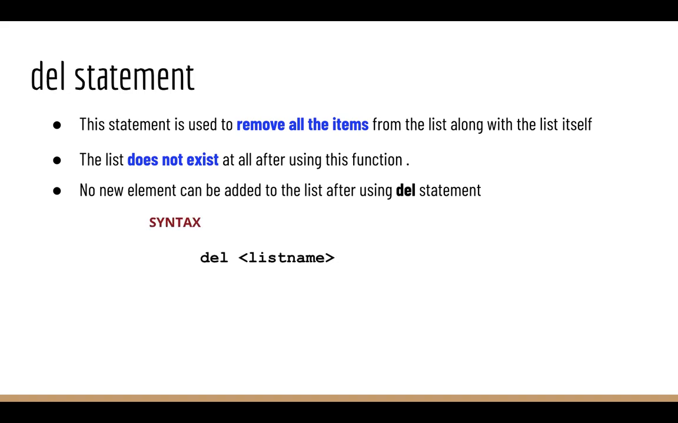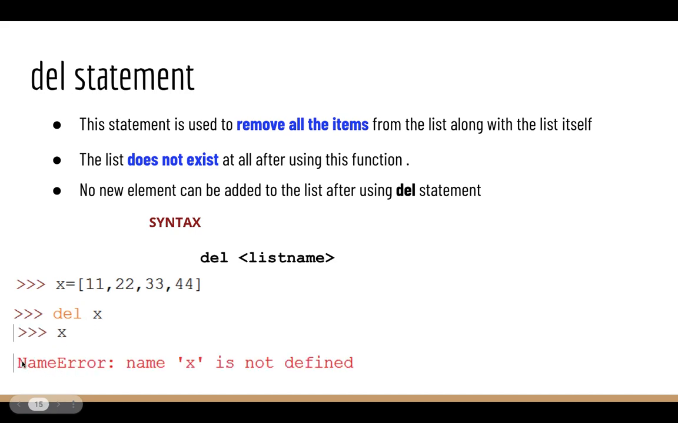So the syntax is del list name. Let's say I have this list x with these elements. If I simply type del x and then type x again, it will give an error called NameError: name x is not defined. Why will it show name x is not defined? Because prior to typing x, I have already put del x. So the elements of the list, along with the structure of the list, have been removed. Therefore, it is showing me an error called NameError.